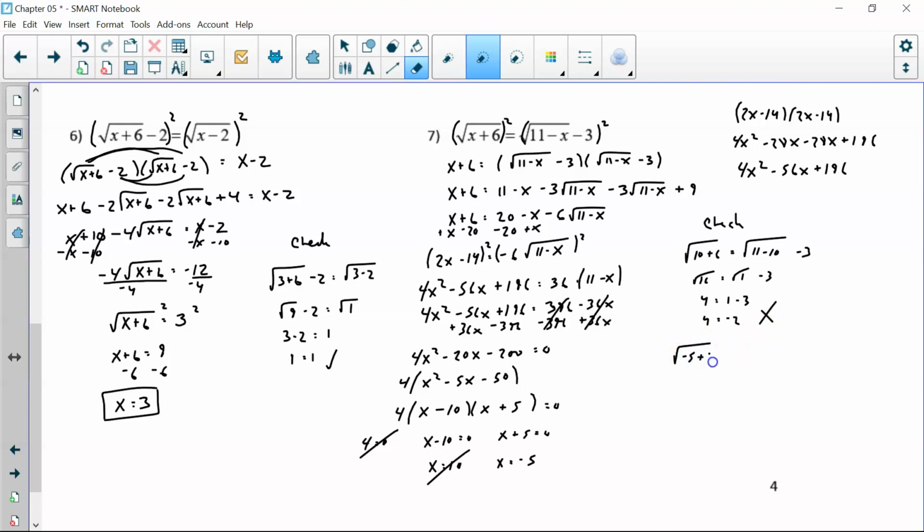Let's check the negative 5. Negative 5 plus 6 equals the square root of 11 minus negative 5, minus 3. So you get the square root of 1 equals the square root of 16 minus 3. 1 equals 4 minus 3. 1 equals 1. That is valid. Our only solution is x equals negative 5. Let's go to the next page.